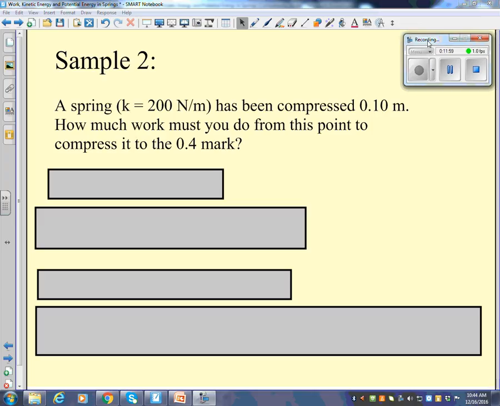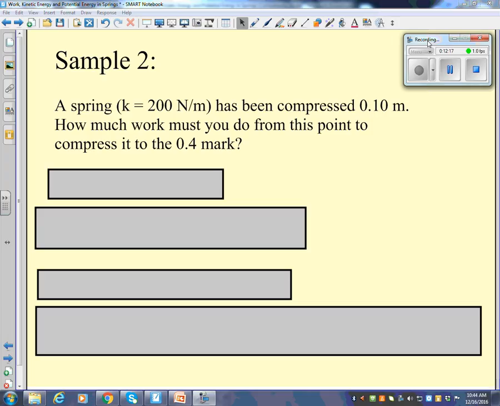Here's sample number 2. Now this one's a little trickier. So we've got a spring. It's got a constant of 200 newtons per meter. It's been compressed 0.1 meters already. Okay? How much work must you do from this point to compress it to the 0.4 mark?